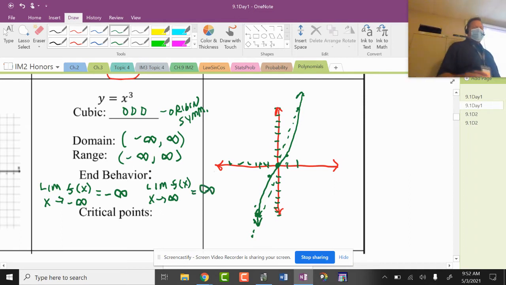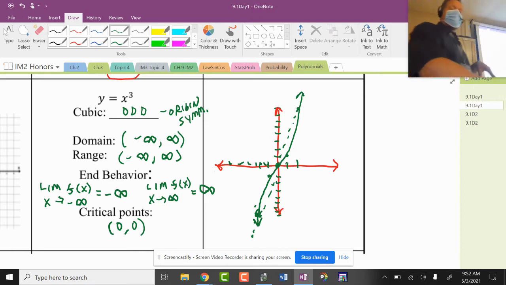Okay? What are the critical points? I would just say 0, 0. That's actually a point called a point of inflection. You notice how it flattens out there? Do you notice that? Right? And when we see our next graphs, we want to know where that point is, where that flattens out.